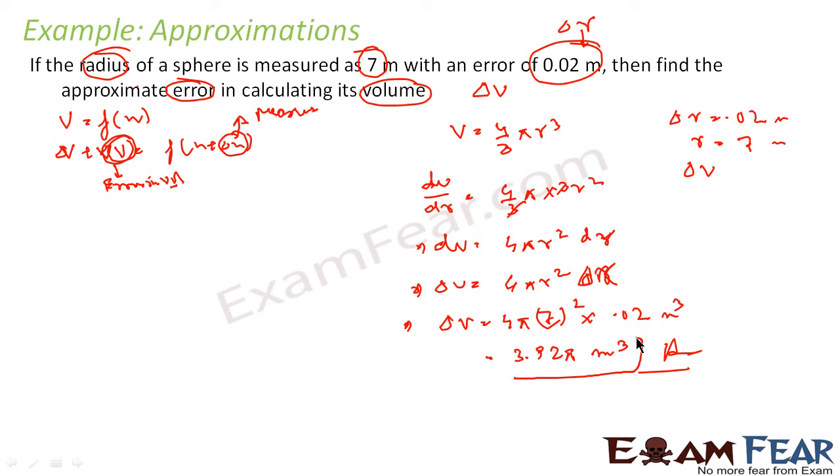So the error in volume is 3.92 pi meter cube. In this case also, understanding the question was the difficult part. You have to understand by reading the question that you are asked to find the error in calculating volume, that is, you have to find delta V, where delta r is equal to 0.02 because that is the error in calculating the radius.